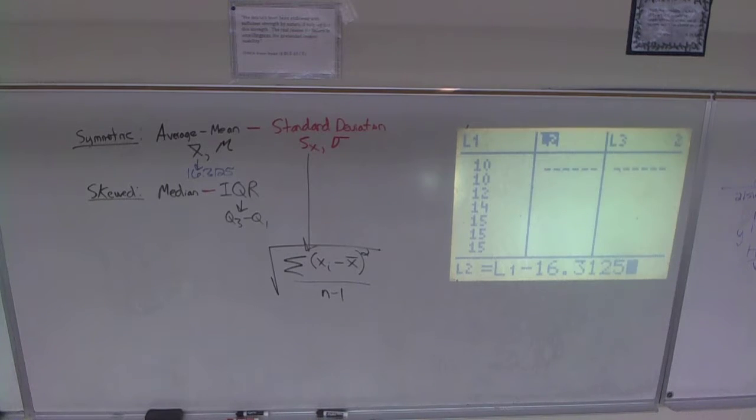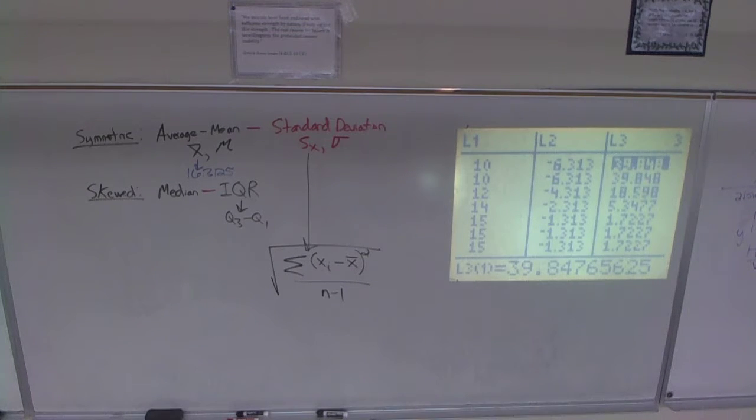16.3125. Enter. Calculate, calculate, calculate. So it populated that for us. There's the deviations from the mean. Now we need to protect against left or right. So in list 3, let's take each one of those values and square it. So each one of those values is now in list 2. So I'm going to square list 2, and it's going to take each one and square it.